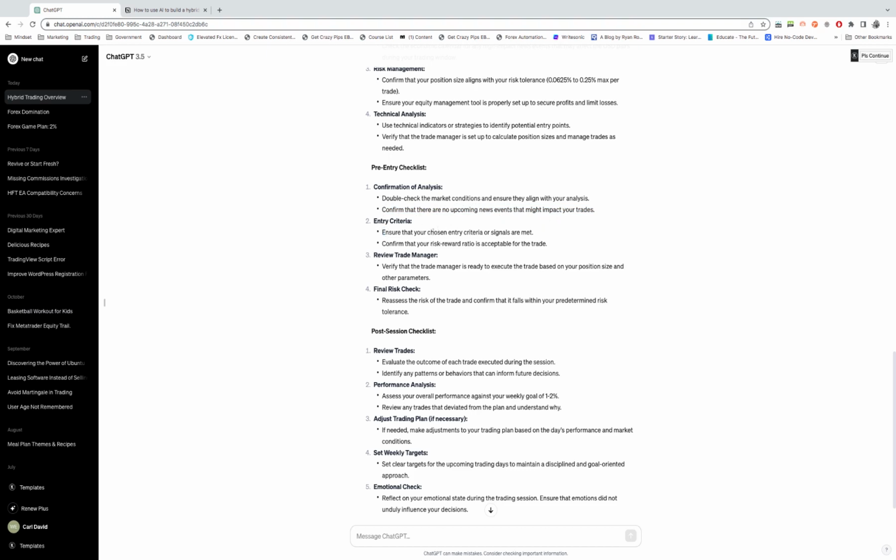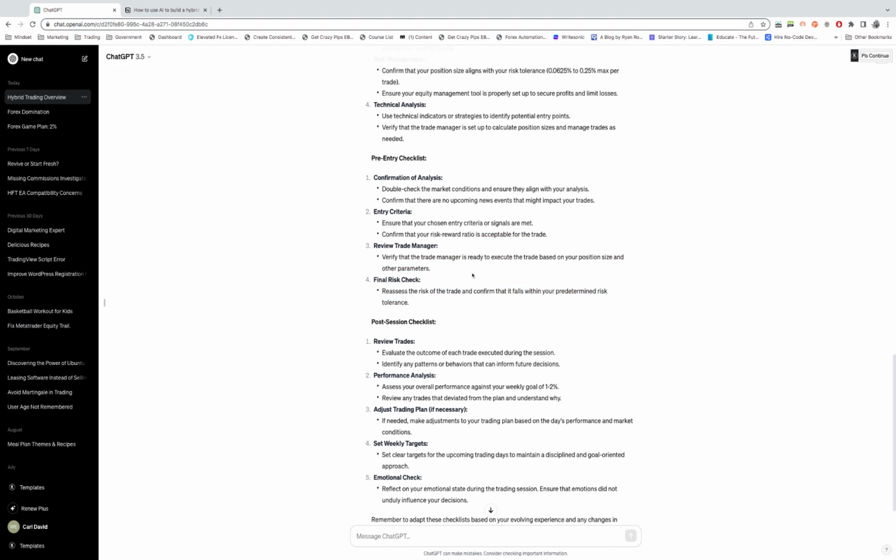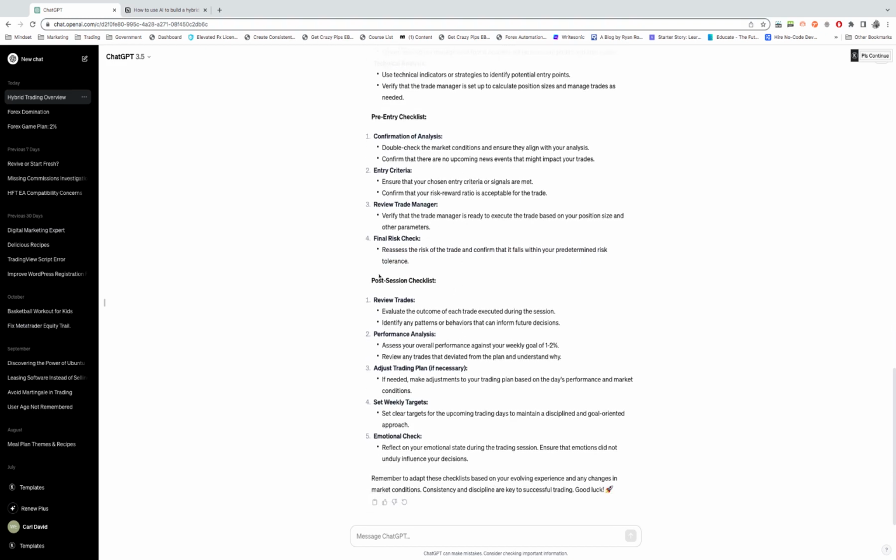Entry criteria. Ensure that my entry criteria or signals are met, and confirm that my risk to reward ratio is acceptable for the trade. Then I'm going to verify that the trade manager is ready to execute the trades, and then reassess the risk of the trade and confirm that it falls within my risk tolerance. Once again, that's my pre-entry checklist.